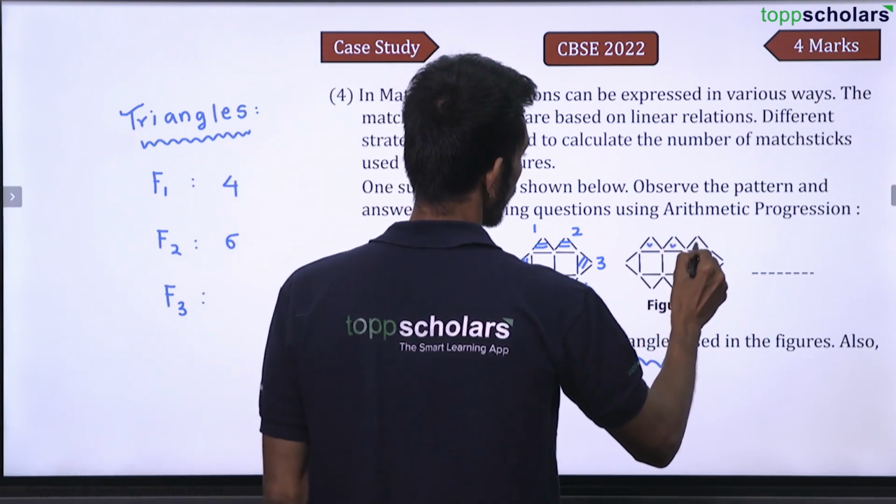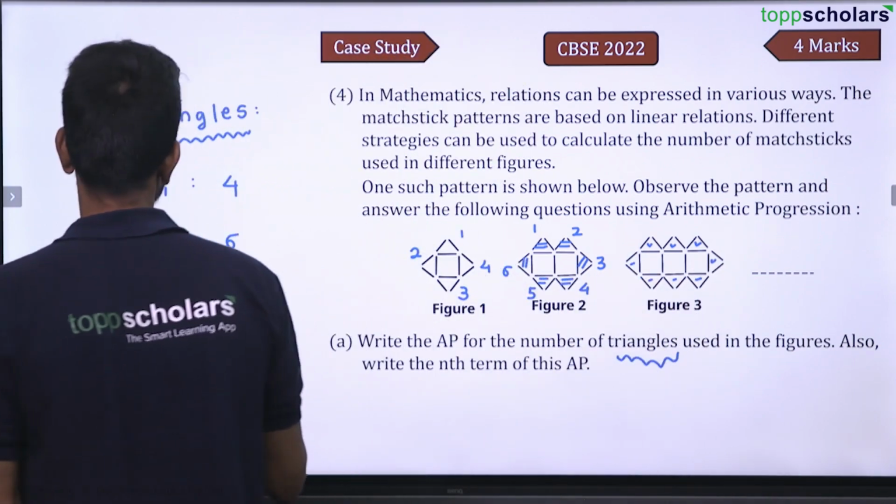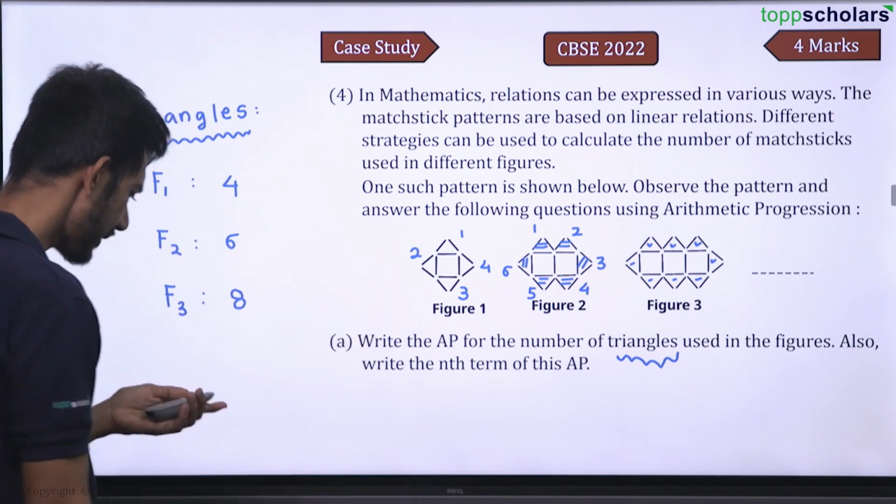1, 2, 3, 4, 5, 6, 7, 8. Okay. In figure 3 we have 8 triangles. So how many triangles will be in figure 4? Can you identify? Yes, we can identify.